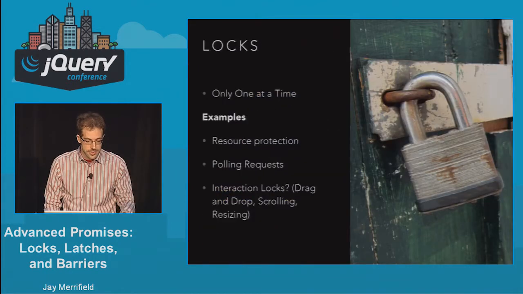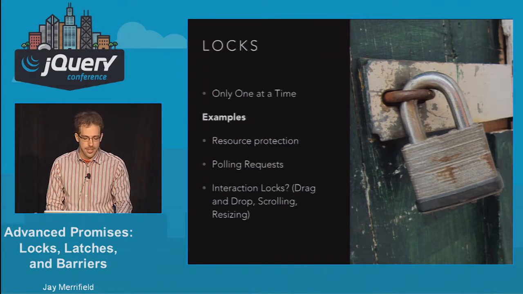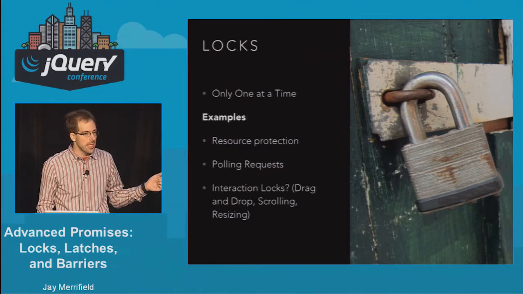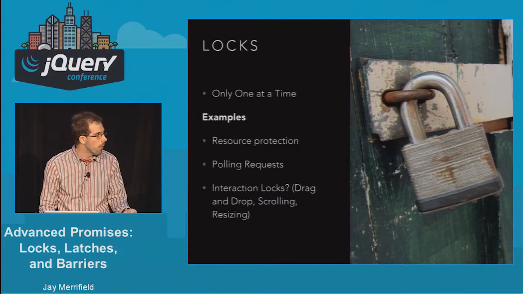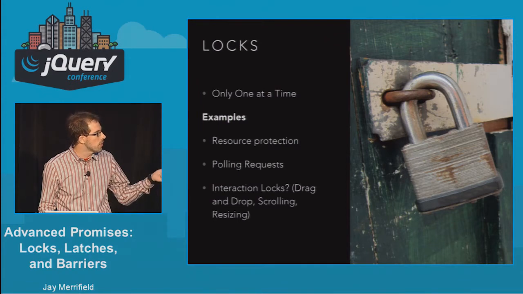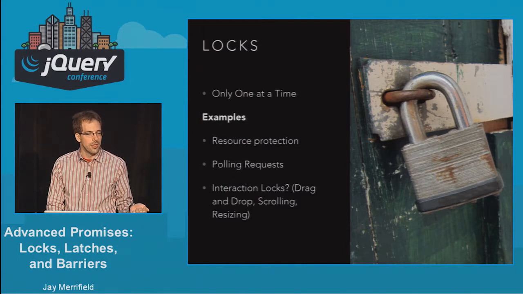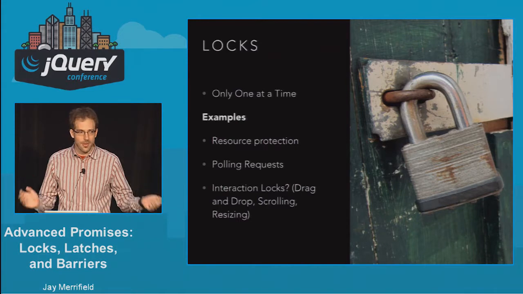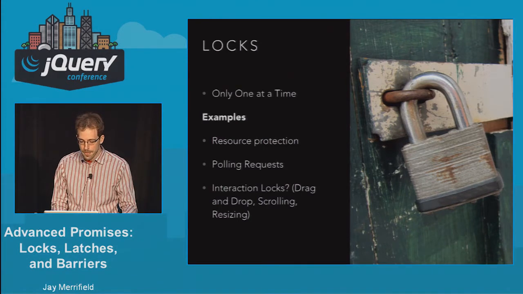Next, we're going to talk about locks. Locks mean we only really want one thing to execute at a time. It's a protected region. For example, for polling requests, if you're going to have a chat software, you only really want one connection to the server. You don't want more than one. You can also do interaction locks. If you're dragging and dropping something, you generally don't want the DOM to be switching out from under you and some navigation to happen somewhere else, because that's really annoying for the user.